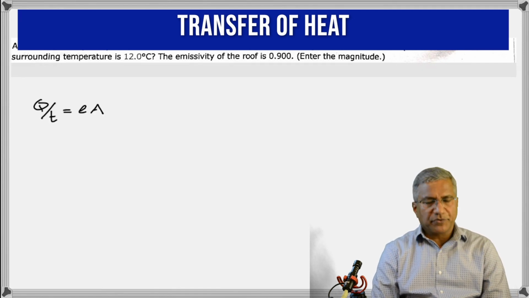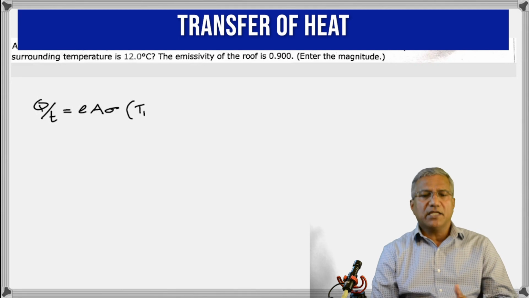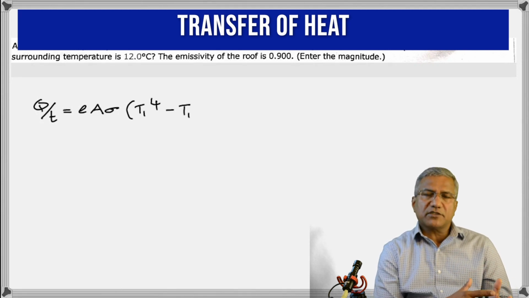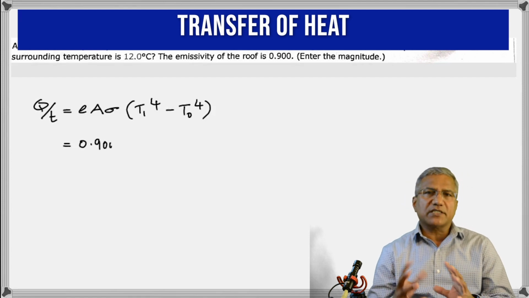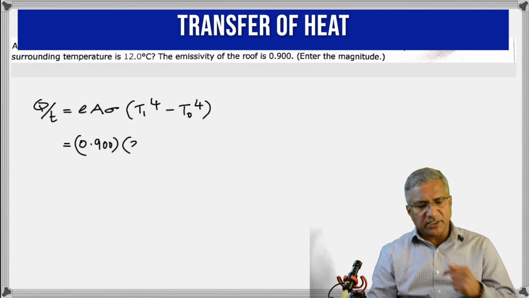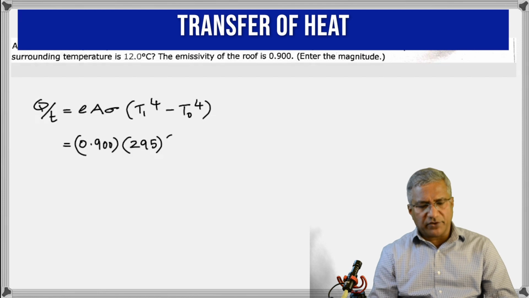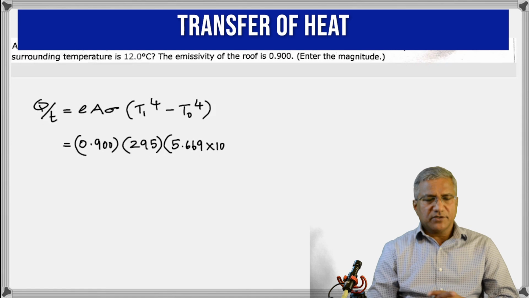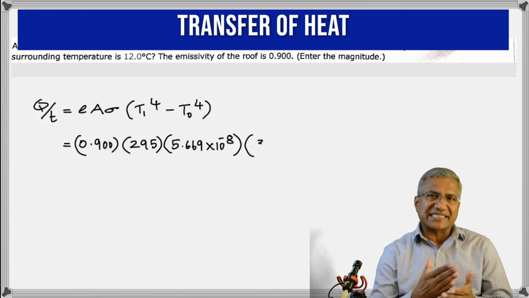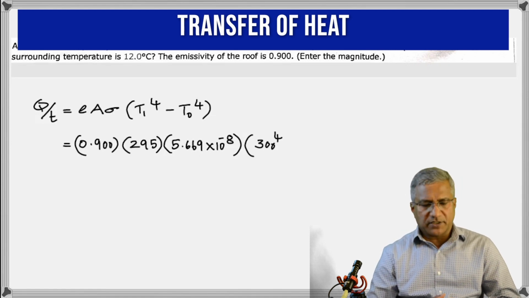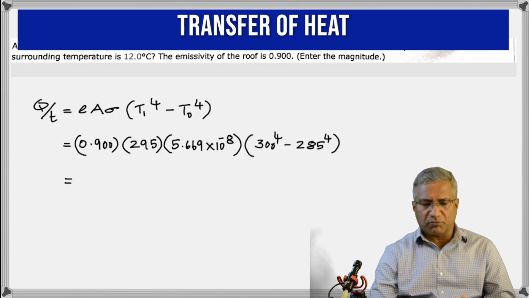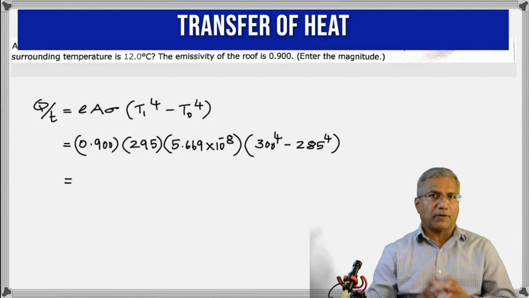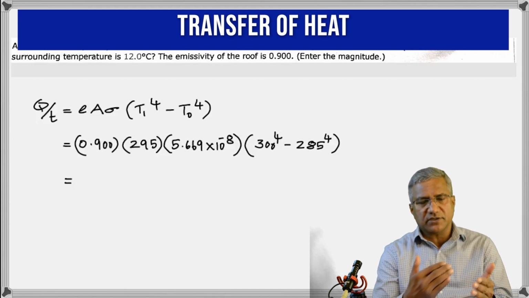So here is the formula. Q by t is E sigma A, now you got T1 raised to 4 minus T naught raised to 4. The T naught is the surrounding temperature. So E is 0.9. The area, which is surface area, is 295. Sigma, more accurately, is 5.669, so I'm using that, times 10 to the negative 8. And then you have 300 raised to 4 minus 285 raised to 4, which is what you get when you change the Celsius into Kelvin.